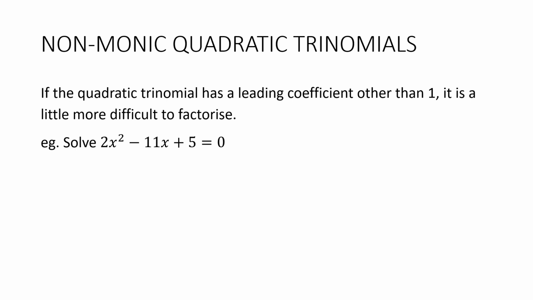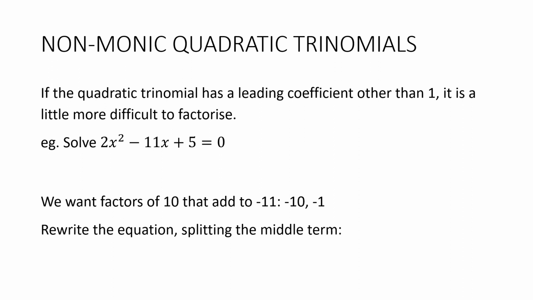So the key is to multiply the first and the last coefficients. We get 10. Now looking at the signs, we know the signs are both going to be the same. They're both going to be minuses. We want factors of 10 that add to negative 11. That of course is going to be negative 10 and negative 1.